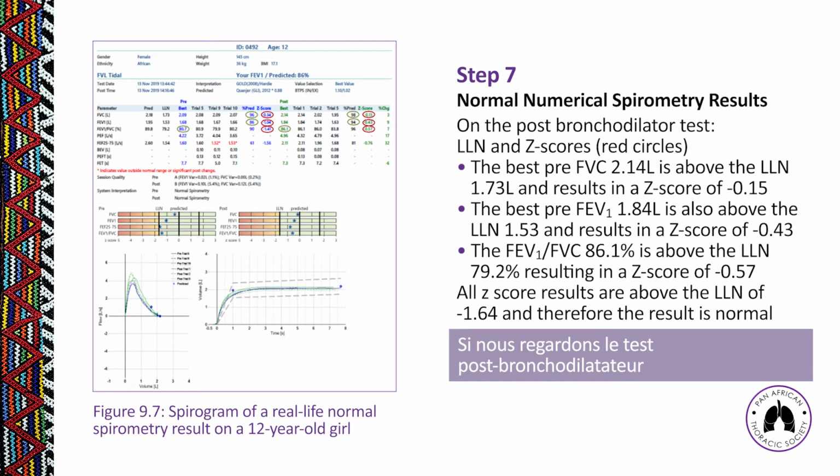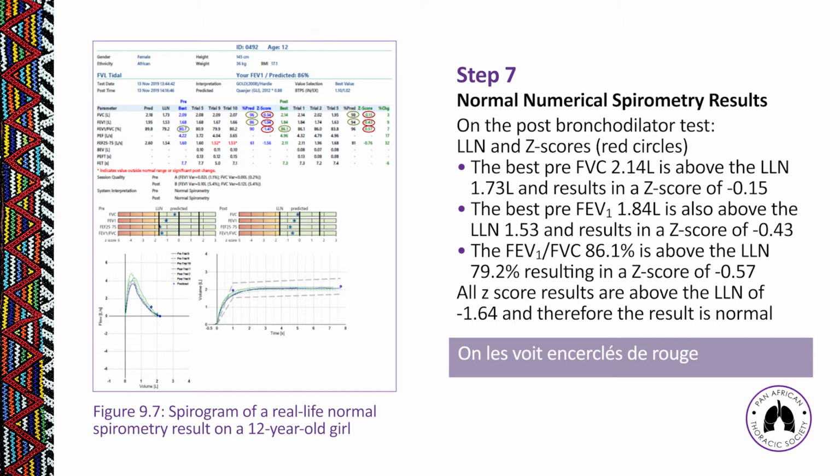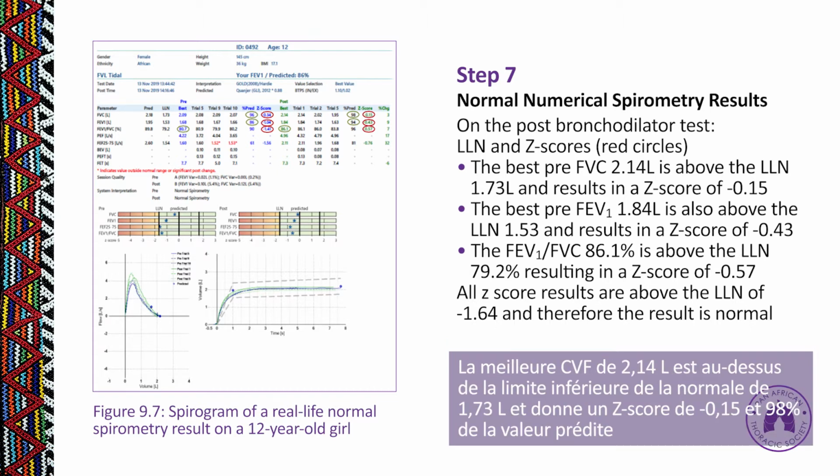Looking at the post-bronchodilator test, let's look at the lower level of normal and Z-scores first. You can see the red circles. The best pre-FVC is 2.14 liters, which is above the lower level of normal of 1.73 liters and results in a Z-score of minus 0.15 and 98% of predicted.